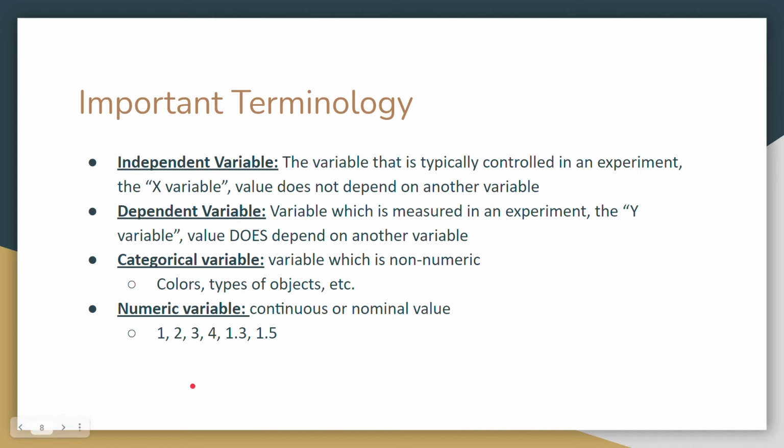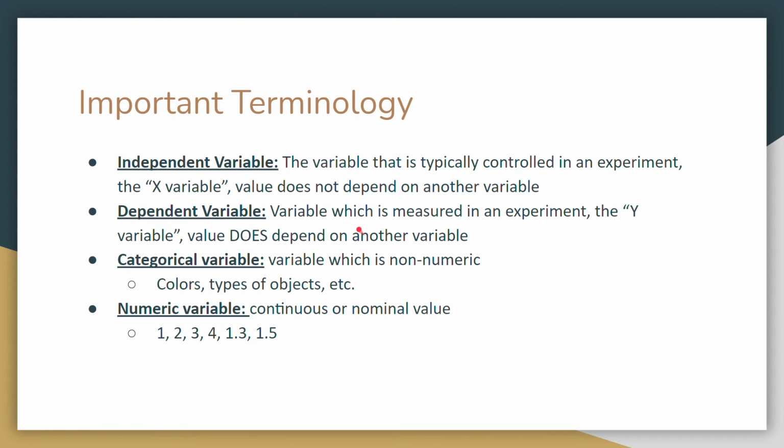So going into some important terminology, we have the independent variable, dependent variable, categorical variable, and numerical variable. So first, I want to discuss the differences between independent and dependent variables. The independent variable is going to be the variable that is typically controlled in an experiment, or your x variable. This value is not going to depend on another variable. It's independent by itself. That's why it's something that you typically would control.